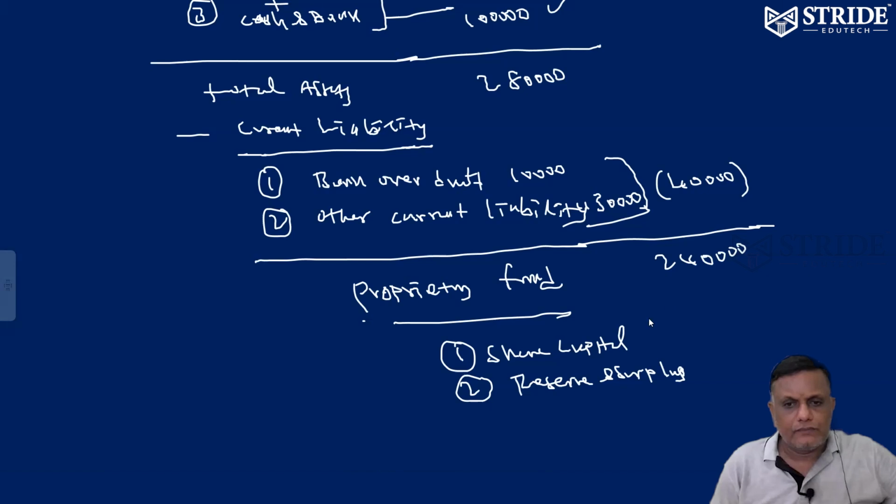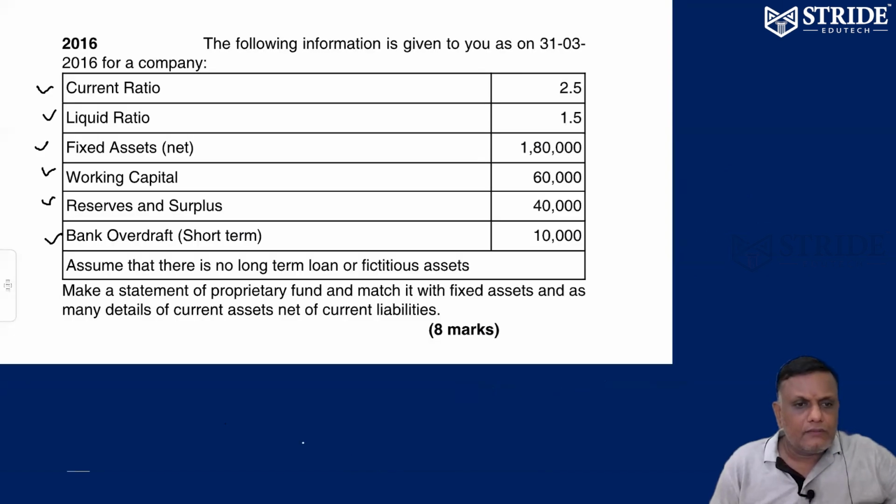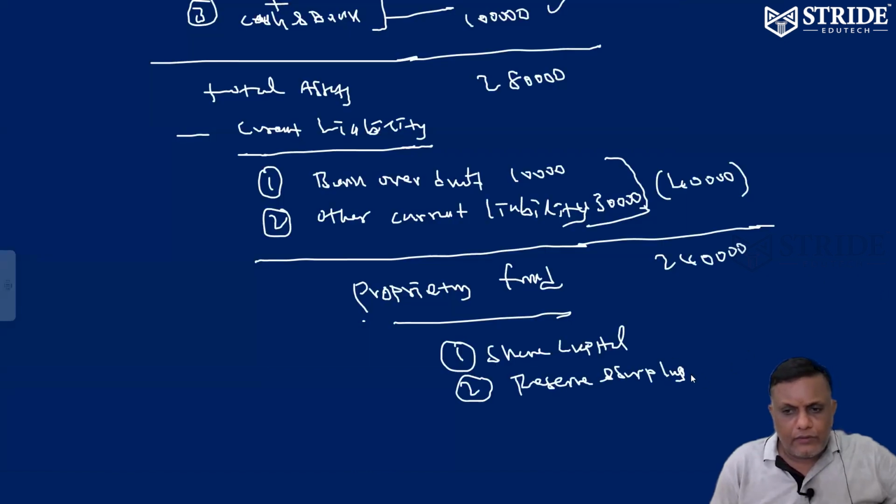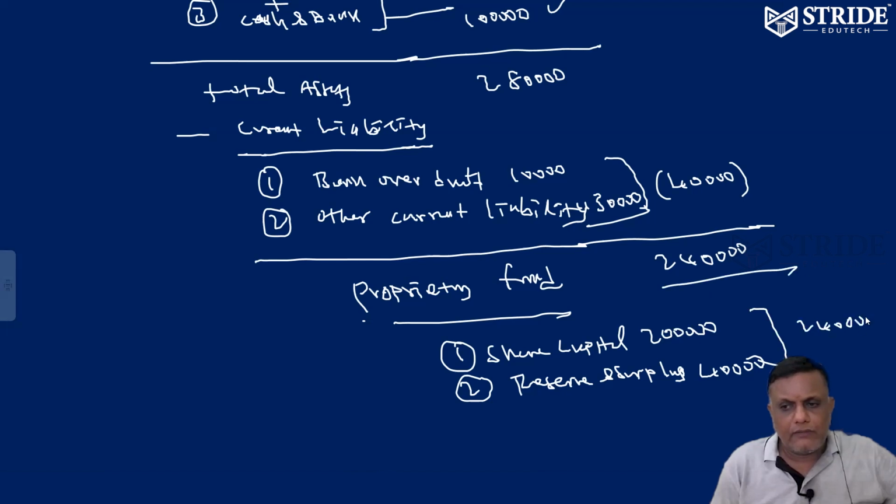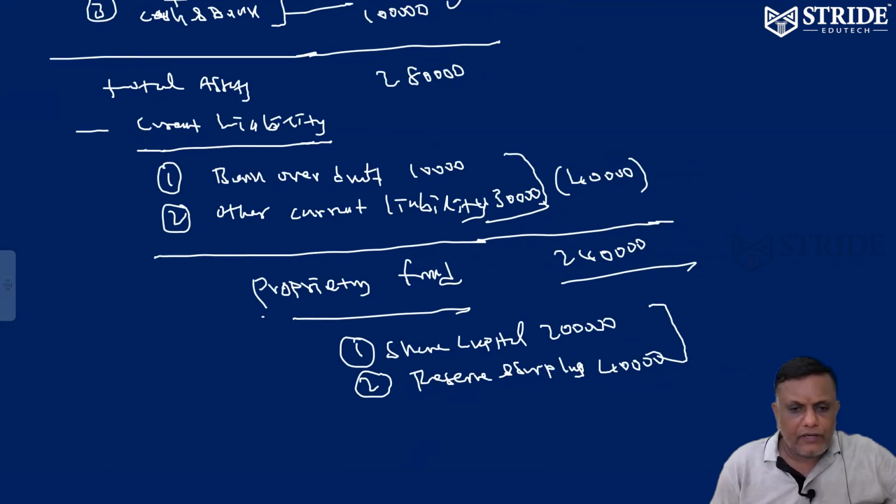That's the proprietor fund. What is R and S? It's going to be 40,000. So 40,000 R and S. So balance share capital is going to be 2 lakhs. So this is going to be 2 lakh 40,000 proprietor fund. This is called statement of proprietor fund.